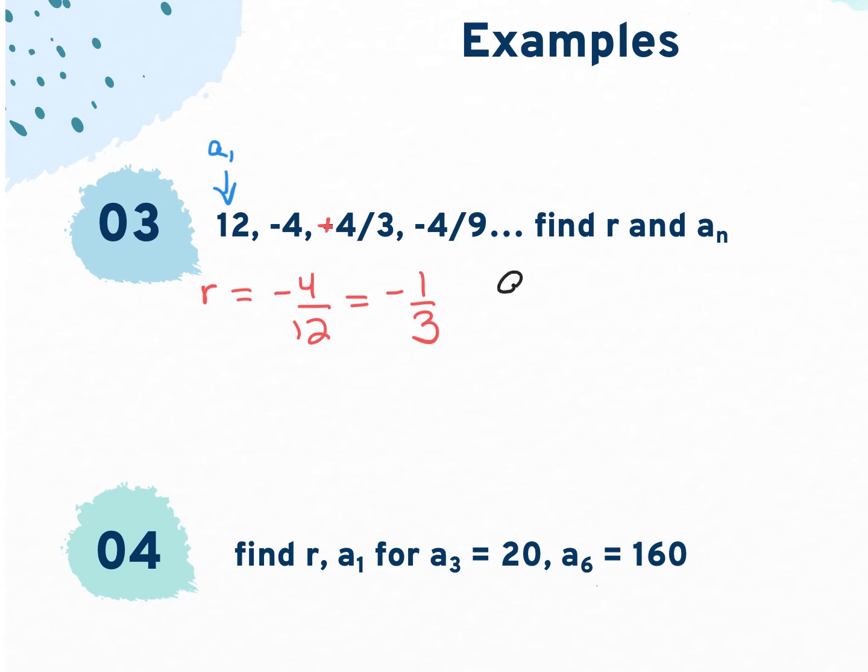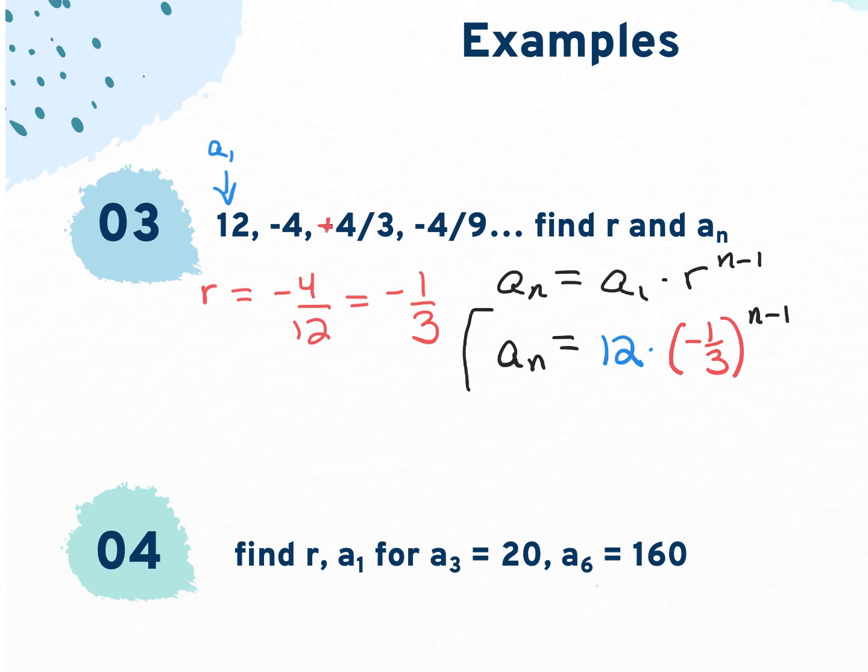So I'm filling in a sub n equals a sub 1 times r to the n minus 1. So I'm going to leave the a sub n. I'm going to replace a sub 1 with 12. I'm going to replace r with -1/3. And I'm going to raise that to the n minus 1 power. And you're done.